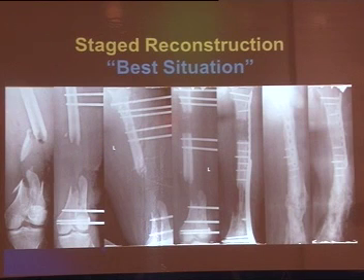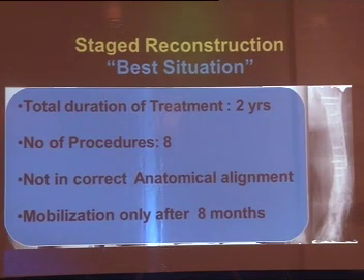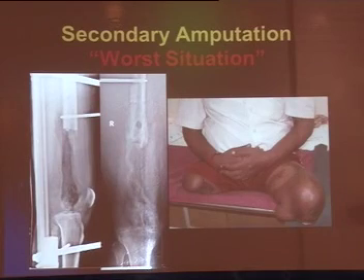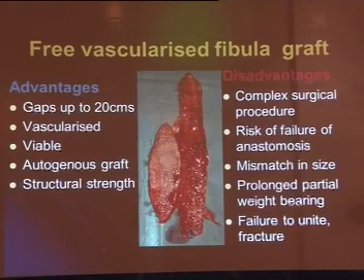When the patient presents with this kind of bone defects, he passes through stages of reconstruction in the best situation and ends up in achieving the complete union of the fracture. However, the total duration of the treatment is about 2 years, and he has undergone already about 8 surgical procedures, and the limb at the end is not in correct anatomical alignment. The mobilization, he could walk only after 8 months. In the worst situations, after the initial salvage of the bone defects management, he could end up in poor functional result and leading to secondary amputation.